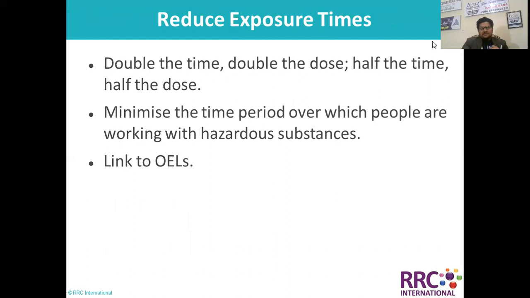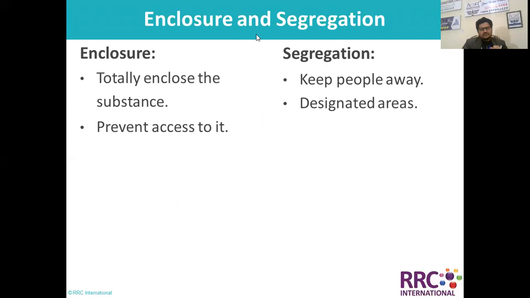Otherwise, have some administrative controls like double the time, double the dose, half the time, half the dose. So minimize the time period over which people are working with hazardous substances linked to occupational exposure limits. Now, what is inclusion and segregation? Totally include the substance, prevent access to it, keep people away, and have some designated area for better segregation.